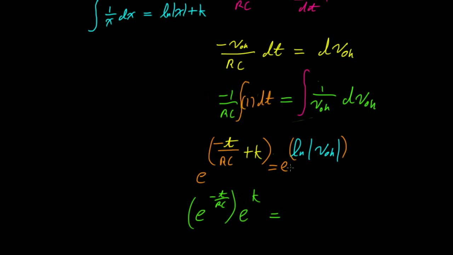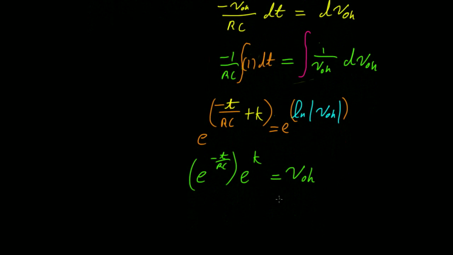And now for our right-hand side, e raised to the natural log of VOH. Keep in mind, these two functions are inverses of each other, right? They kind of undo each other. The natural log is asking, e raised to what power is going to give you VOH, but then we're raising e to that power. So the natural log of VOH gives us the power we need to raise e to in order to get VOH, and then we're raising e to that power, so we're going to get VOH on our right-hand side.